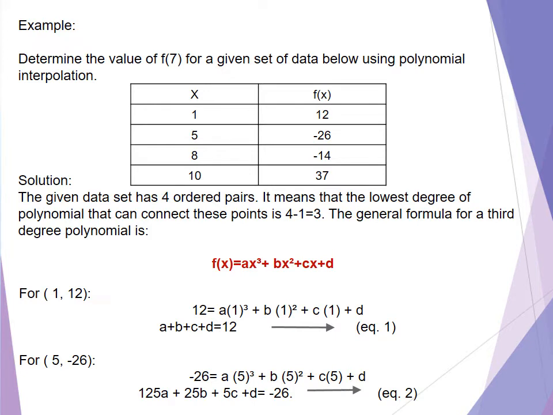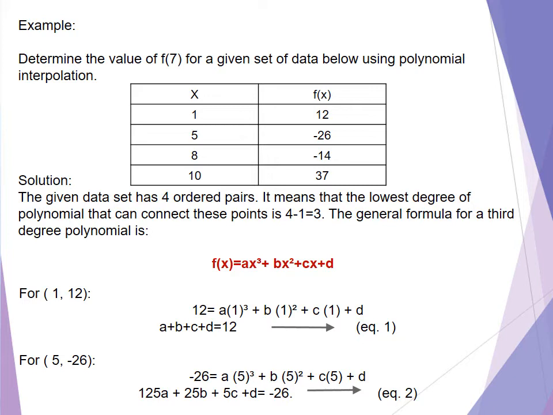Solution. The given data set has 4 ordered pairs. It means that the lowest degree of polynomial that can connect these points is 4 minus 1 equals 3. So we have 4 ordered pairs, therefore we subtract 1, then we have a degree of 3. The general formula for a third degree polynomial is f of x equals ax cubed plus bx squared plus cx plus d. So the goal here is to create a linear system of 4 equations because we have 4 unknowns, which are a, b, c, and d.